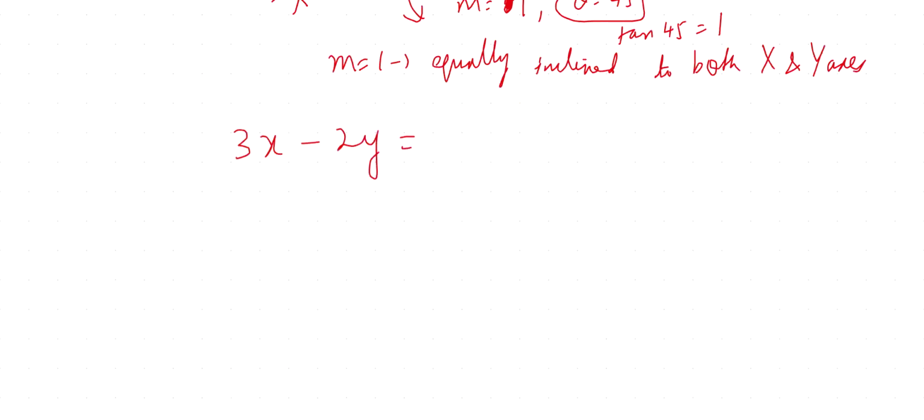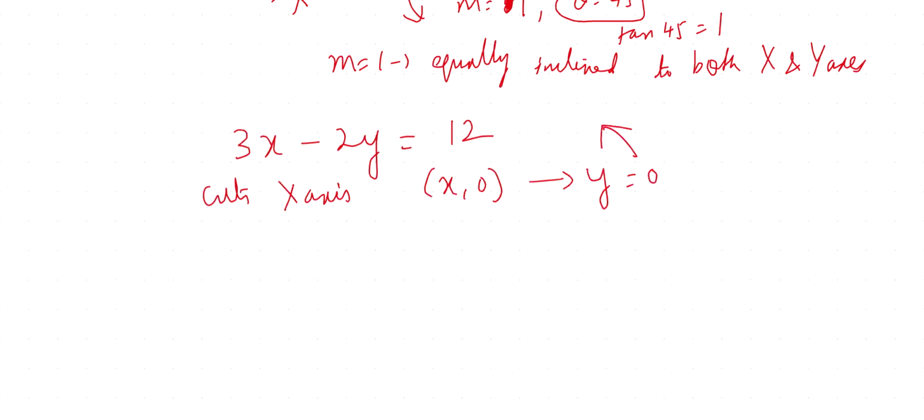If I want to know where it cuts x-axis, I will be getting the point x comma 0, right? I want to know what is x. Simply put y is equal to 0 in the above line equation. Okay, what do I get then? 3x minus 0 is equal to 12, or 3x is equal to 12, or x is equal to 4. So the point is 4 comma 0.